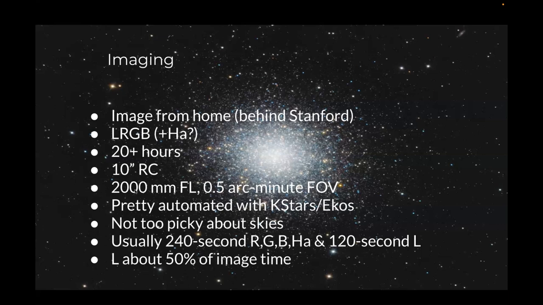As I said, my setup right now is a 10-inch RC, so the width of the image is about a half degree. So the image in the background here, the M13, is, like I say, about a half a degree. And then I'm not one to optimize on exposure time. Somehow I've settled on 4-minute exposures for my RGB and narrowband, and half that for the luminosity channel, and when I'm shooting LRGB or LRGB-HA, about half the acquisition time is shooting the L's.